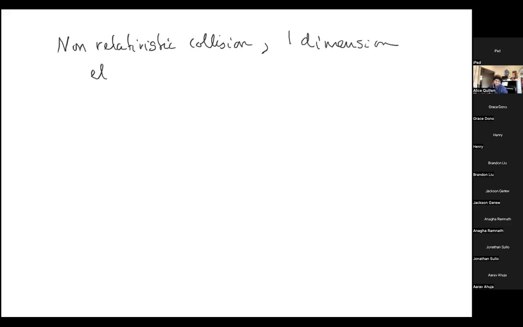Okay, so let's do a non-relativistic collision. We're going to make it as simple as possible. We're going to put it in 1D, one dimension, and we're going to make it elastic. So what do we got? We have m1, and it's only going to have 2 particles.